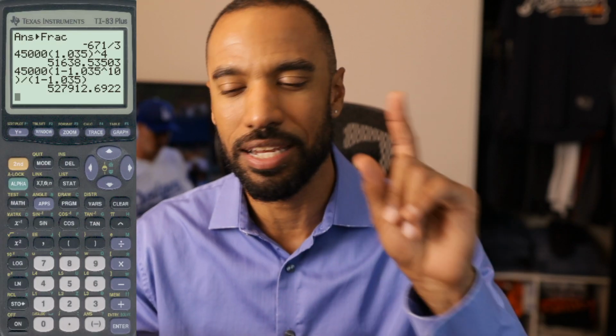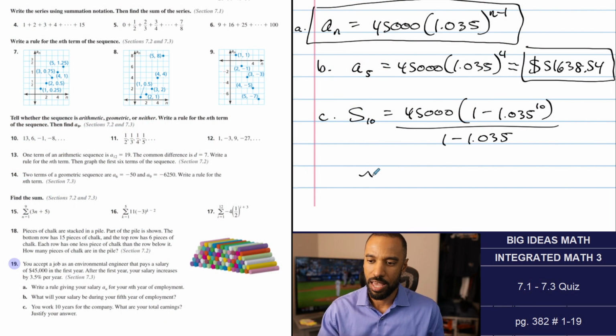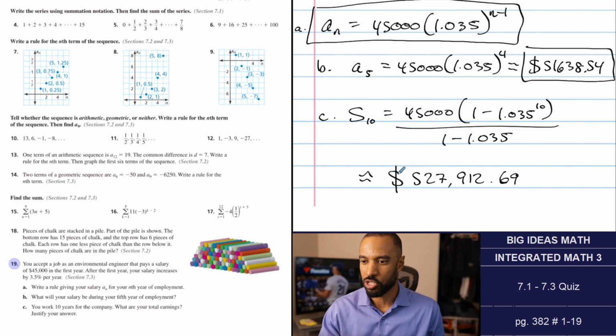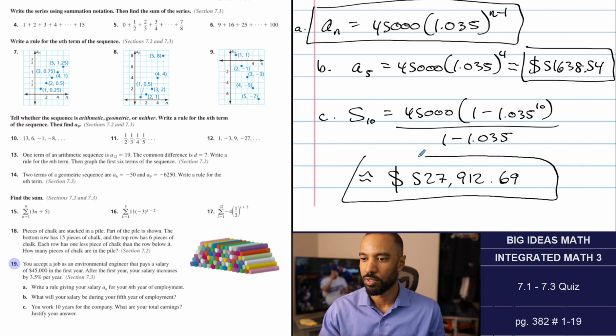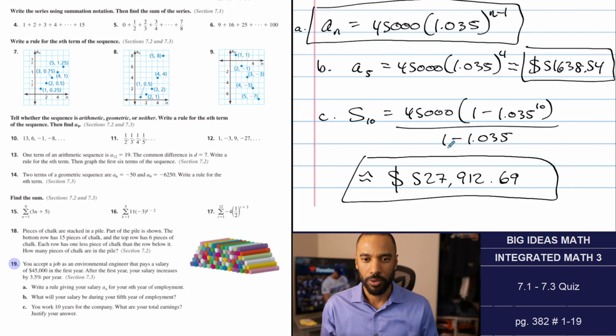It's money, $527,912.69. Give me my money. So, $527,912. They say justify your answer. My math is justification in and of itself. There we have it. Okay.